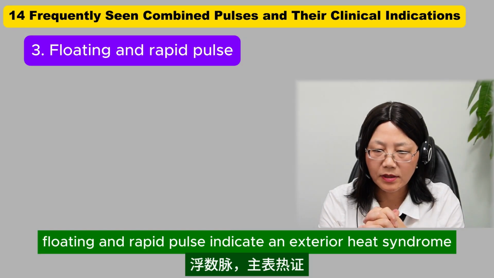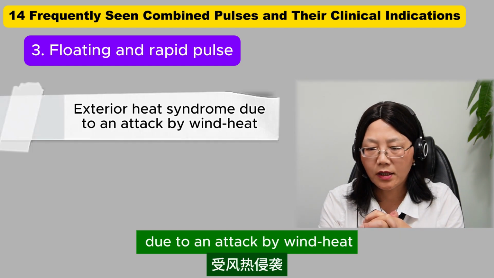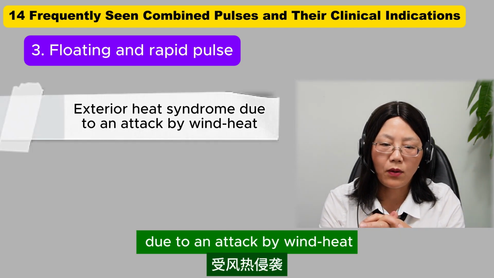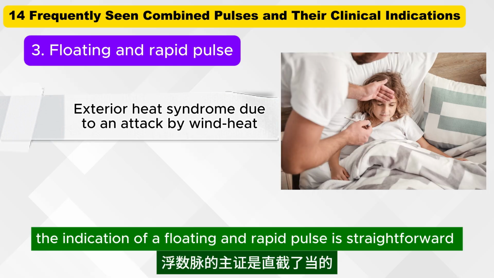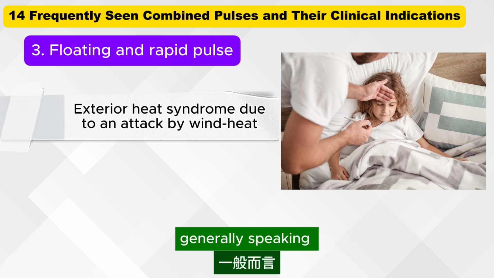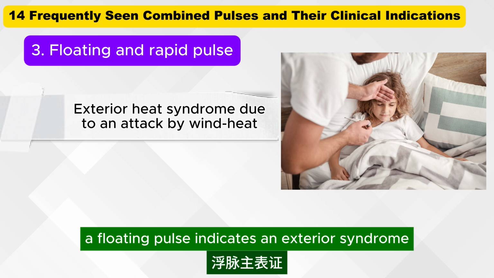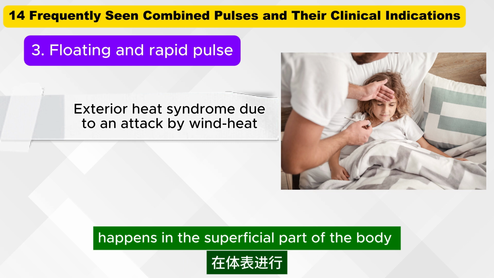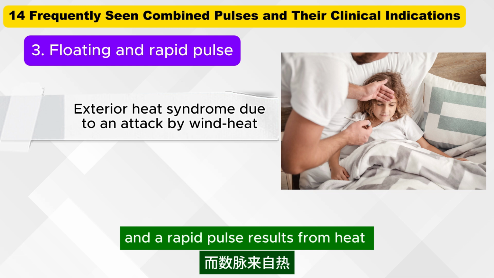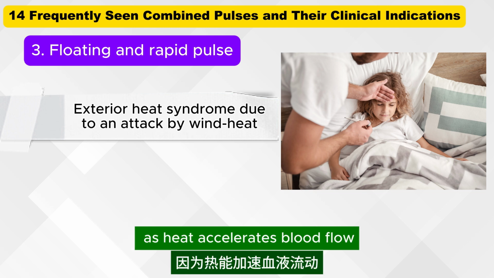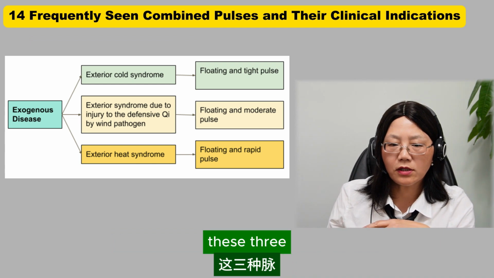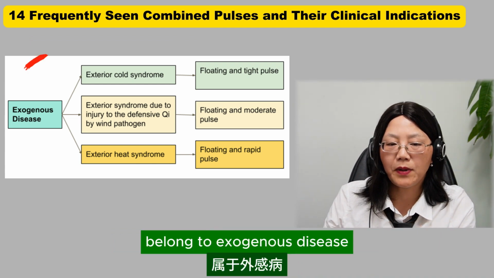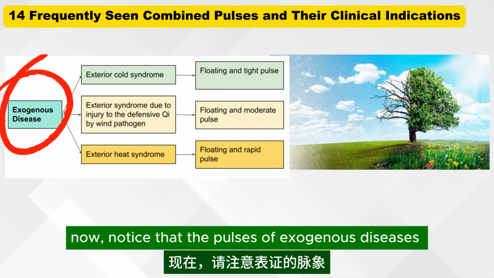Floating and rapid pulse indicate an exterior heat syndrome due to an attack by wind heat. The indication of a floating and rapid pulse is straightforward. Generally speaking, a floating pulse indicates an exterior syndrome, as the fighting against the invading pathogen happens in the superficial part of the body. And a rapid pulse results from heat, as heat accelerates blood flow. These three, all floating, belong to the exogenous disease.